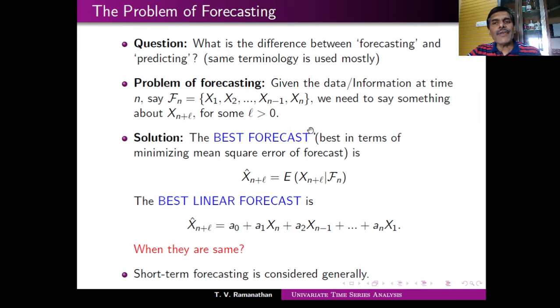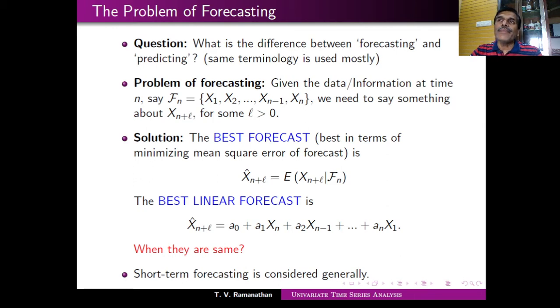So this is what: given data or information at time t, say Fn. So this is my data at time point n. And then I want to say something about n plus l for some l greater than 0. Now we have seen in your regression analysis, when we try to come up with a forecast or a regression function, there is some kind of optimality in our mind. What does that optimality mean? It should minimize the error in whatever we are proposing.